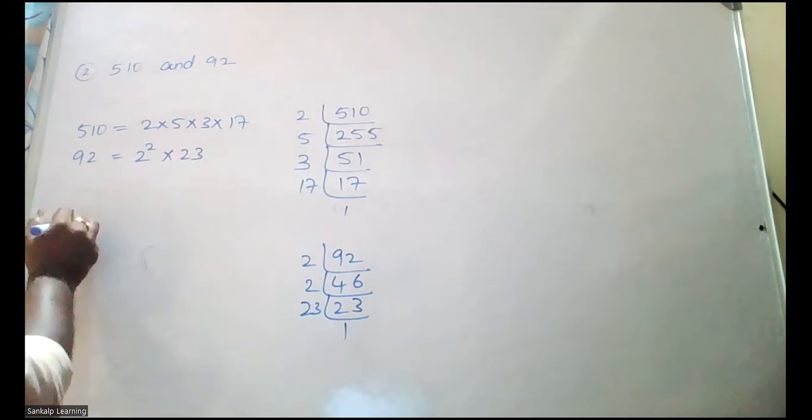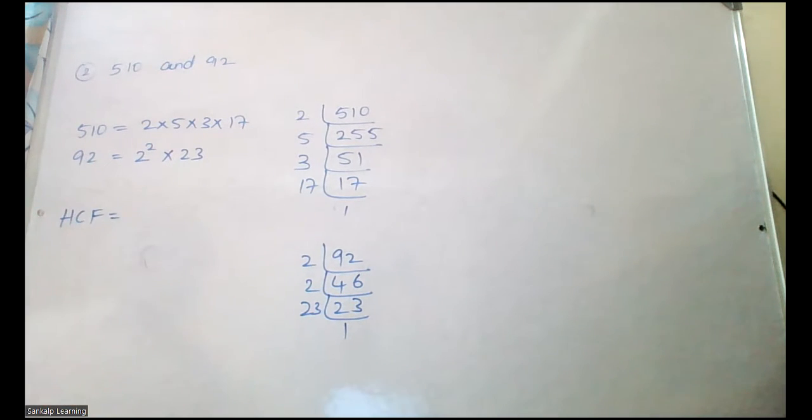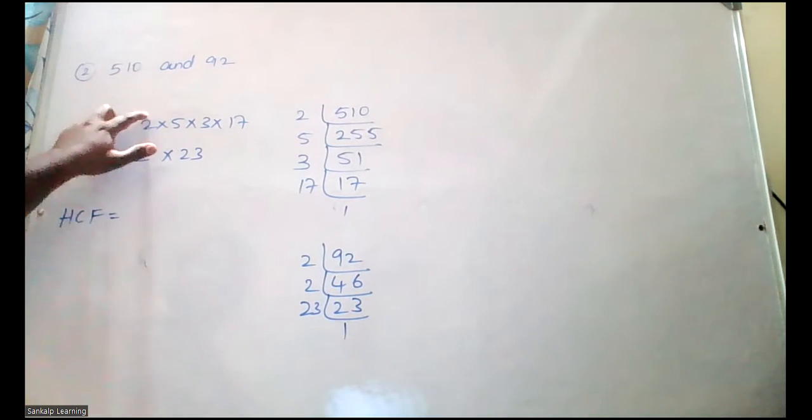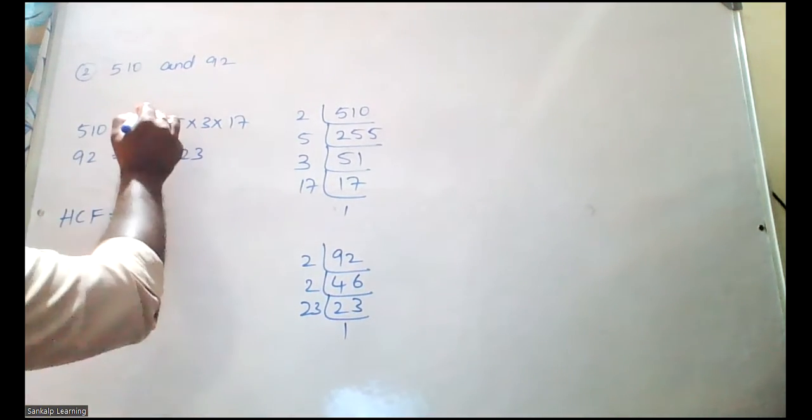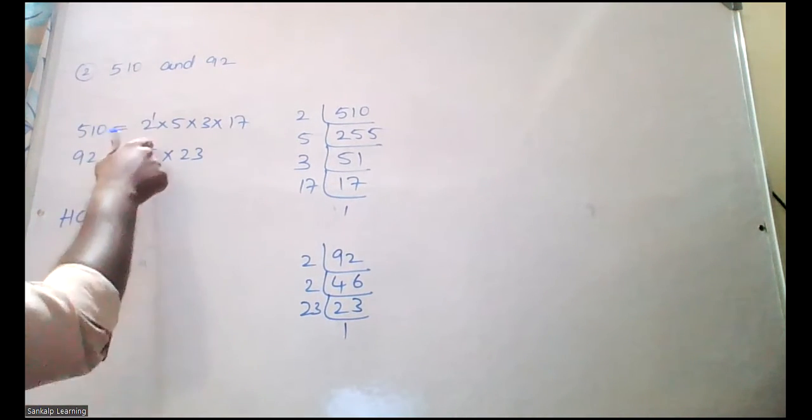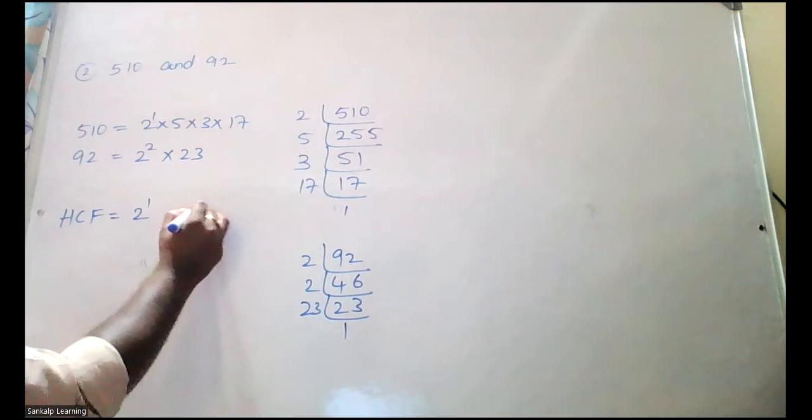Now to find HCF, which is the common prime number? It is 2. Here also you got 2. Which is the least power? Here you got 2 power 1. Here you got 2 power 2. So 2 power 1 will be the HCF, that is 2.